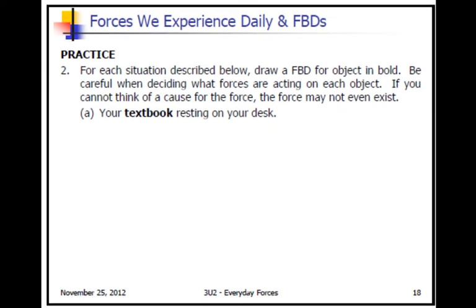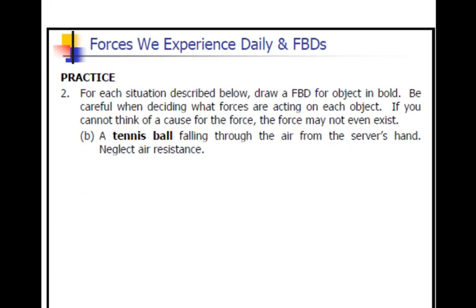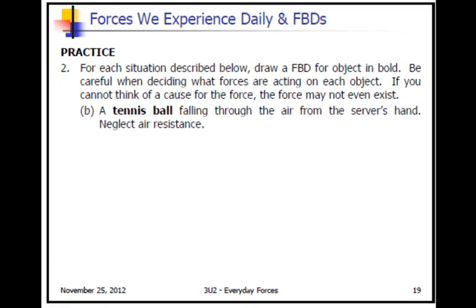So here I'd like you to try this, and you can kind of look in the textbook for ideas to see if you're doing it correctly, but either mentally or on paper, draw some free body diagrams. One of them here is a free body diagram of a textbook resting on a desk. Another, a tennis ball falling through the air. And I don't want you to consider air resistance. So you just have a tennis ball and it's falling down through the air. What are the forces acting on that?